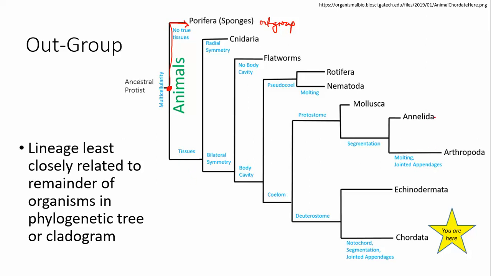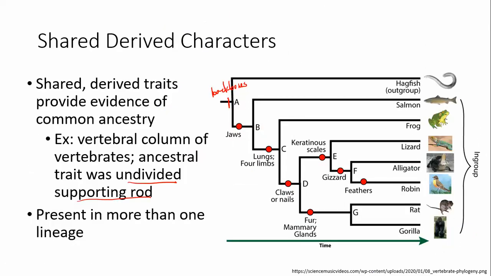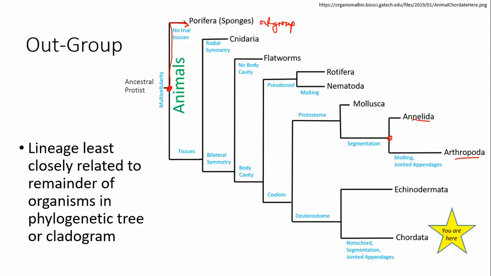Whereas, for example, Annelida and Arthropoda have a fairly recent common ancestor. Annelids are worms, arthropods are insects. So sponges are the outgroup in this cladogram. In this cladogram right here, the outgroup is hagfish. Why? Because their common ancestor with anyone else is the furthest back in time. They are the least related to everyone else.